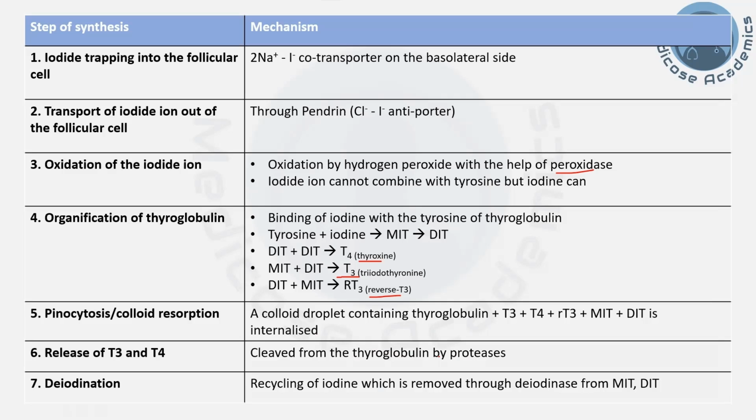undergo deiodination, which is the removal of iodide ion from these two compounds. And this is how iodide ions are recycled to be used for the synthesis of thyroid hormones in the next cycle. So these are the steps of synthesis which you have to remember. If you follow this sequence, you are going to be sure of not missing out on any steps.